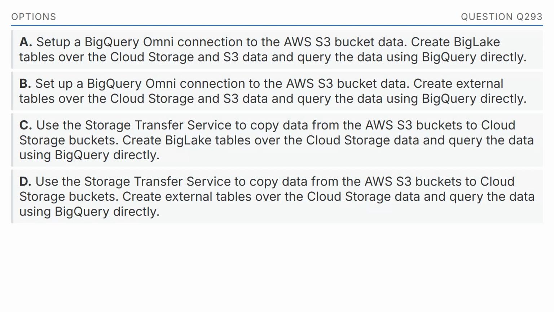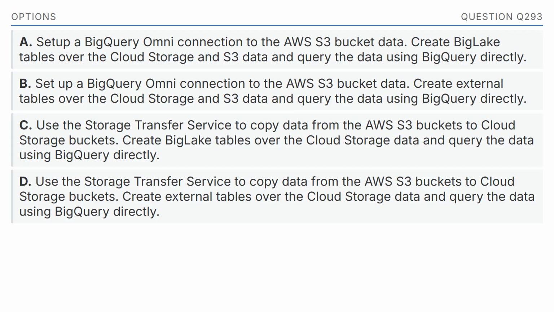The options are: Option A, set up a BigQuery Omni connection to the AWS S3 bucket data. Create BigLake tables over the Cloud Storage and S3 data and query the data using BigQuery directly. Option B, set up a BigQuery Omni connection to the AWS S3 bucket data. Create external tables over the Cloud Storage and S3 data and query the data using BigQuery directly.